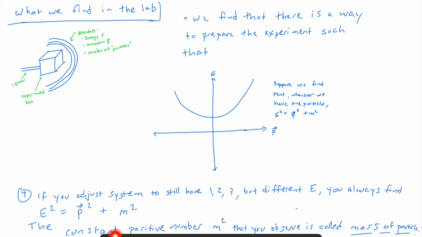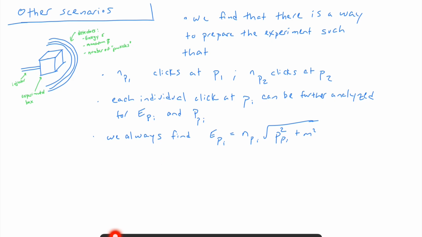But now we can do other scenarios as well, where we adjust the whole thing, and all of a sudden we have multiple clicks. We might have 5 clicks here, and then 1 click here, 3 clicks over there, and then we find the same thing, that we're in an eigenstate if we keep repeating exactly that same scenario over and over again. In our experiments, we have ways to figure out for each click what the energy of that click was, what the momentum of that click was, and how many clicks there were in this region. And you'll always find experimentally the same relationship, that the energy is equal to the square root of P squared plus M squared, multiplied by the number of clicks in that direction.